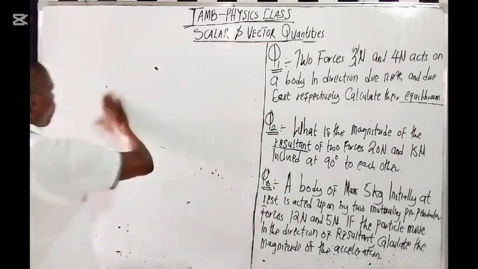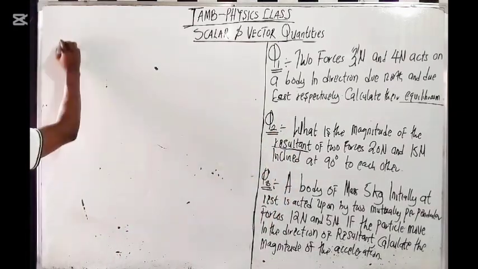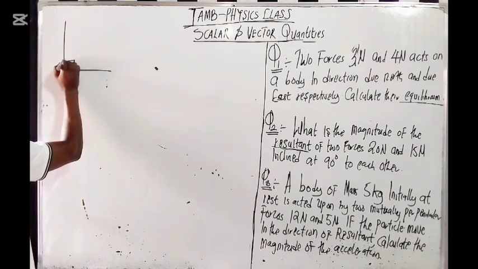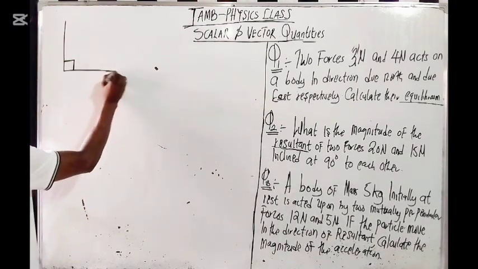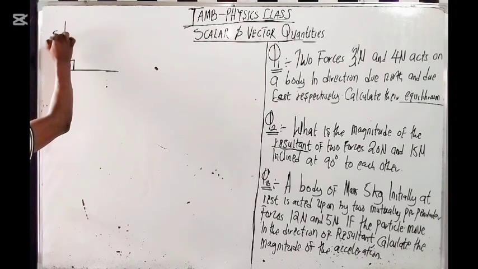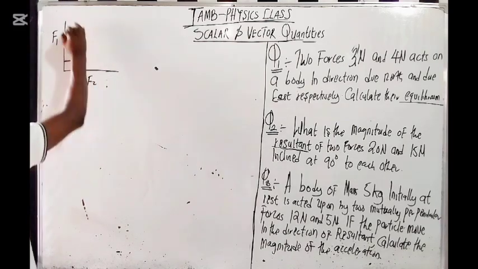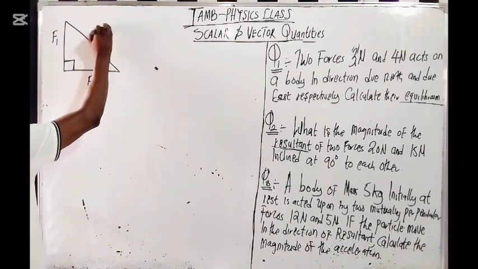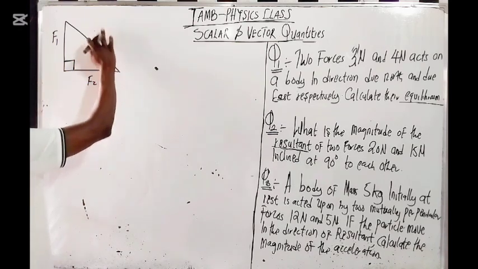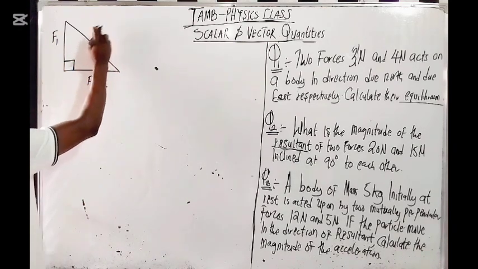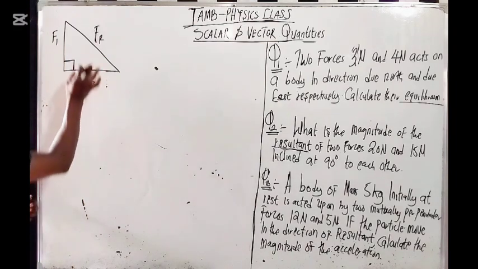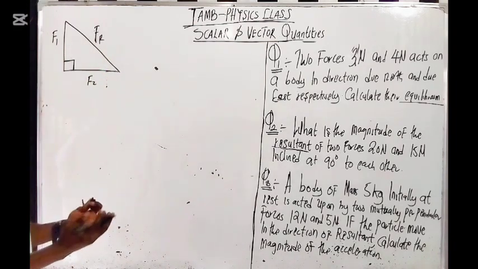Remember, I told you that when two forces are inclined at 90 degrees here, we have force 1 and force 2. Here we have this thing, which is called the resultant force. So here you can say resultant force, F. And F resultant, the formula for F resultant, you have to use Pythagoras' theorem.